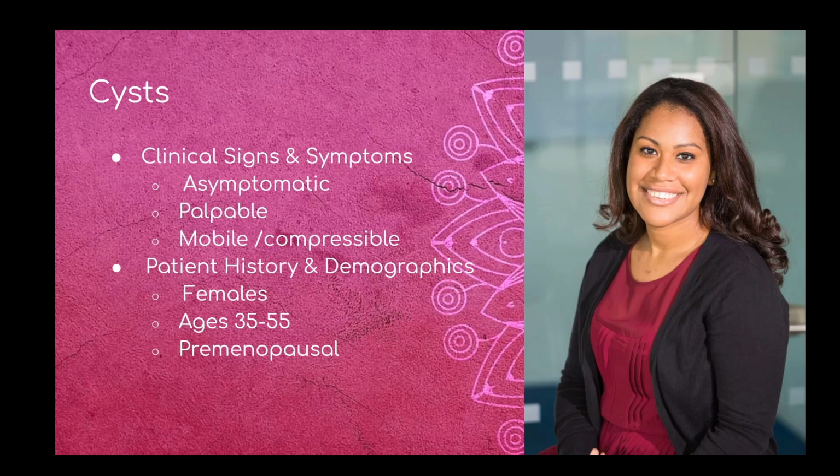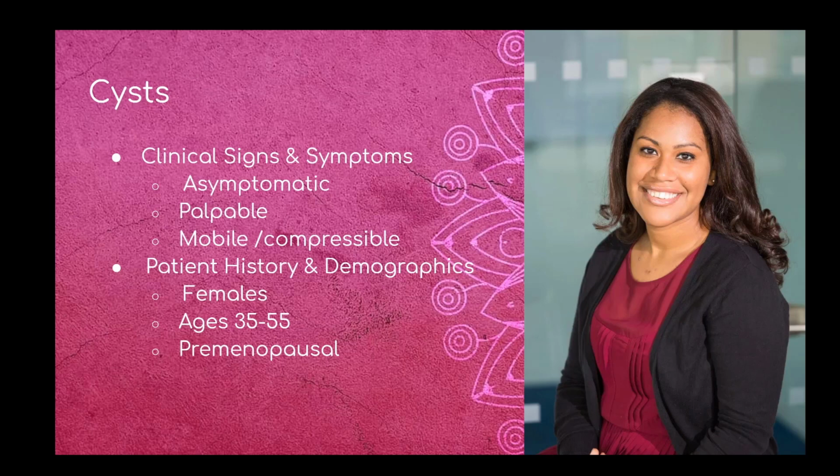Okay, so our first patient here has cysts. They're going to be asymptomatic, or they might have something that's palpable. You know, we're supposed to do monthly breast checks, feel around on the breast, feel if there's any changes, feel if there's any lumps. And that's typically when somebody is going to find a cyst on their breast. So they'll come in with a palpable lump.